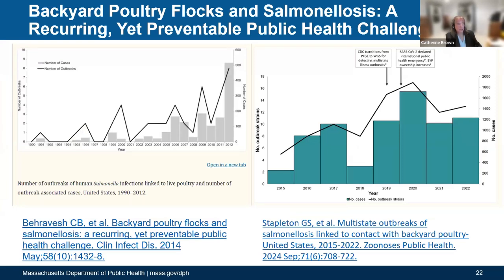And in fact, backyard poultry, as it's grown as a hobby, we're starting to see more and more outbreaks related to that. So the graph on the left is from 1990 to 2012. And I'll just say the black line is the number of outbreaks that were recorded each year. And the number of outbreaks is smaller. It's under 10. That's the axis on the left. But the number of cases you can see increased over time.